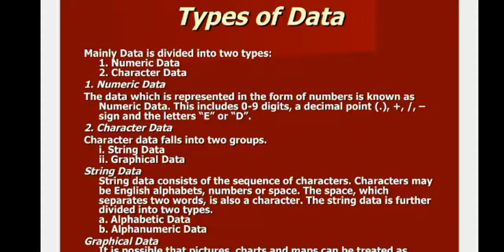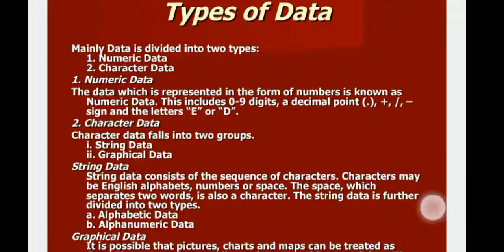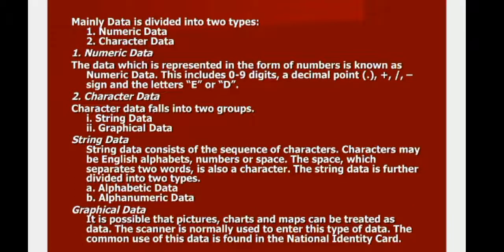Character data falls into two groups, string data and graphical data. String data consists of a sequence of characters. Characters can be English alphabets, numbers, or spaces. A space which separates two words is also a character. String data is further divided into alphabetic data and alphanumeric data.